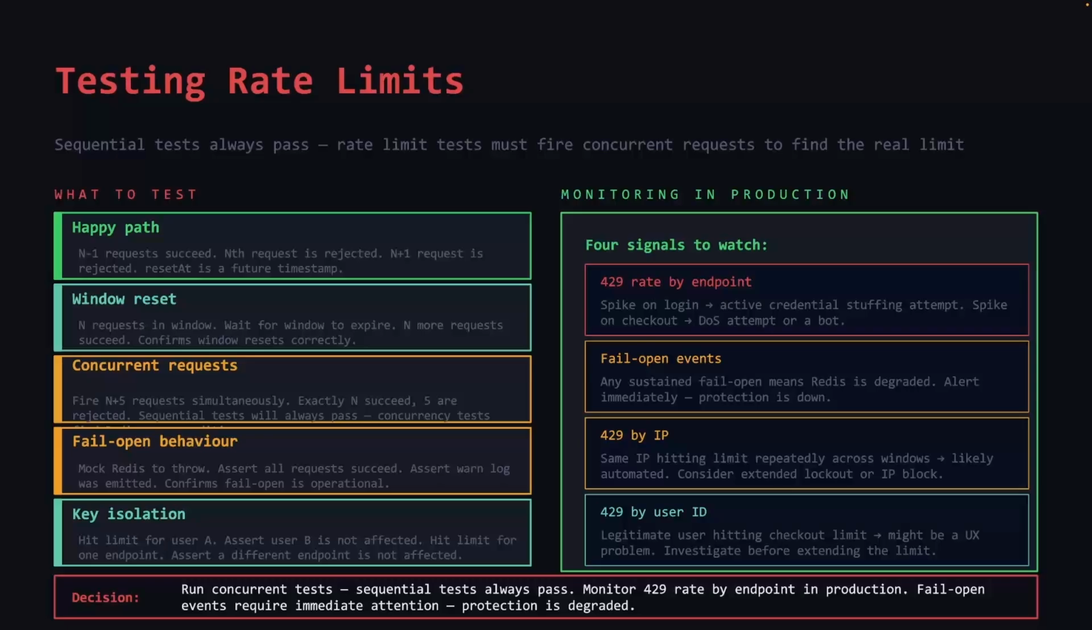The window reset. Hit the limit. Wait for the window to expire. Assert N more requests succeed. This confirms the window counter resets correctly.